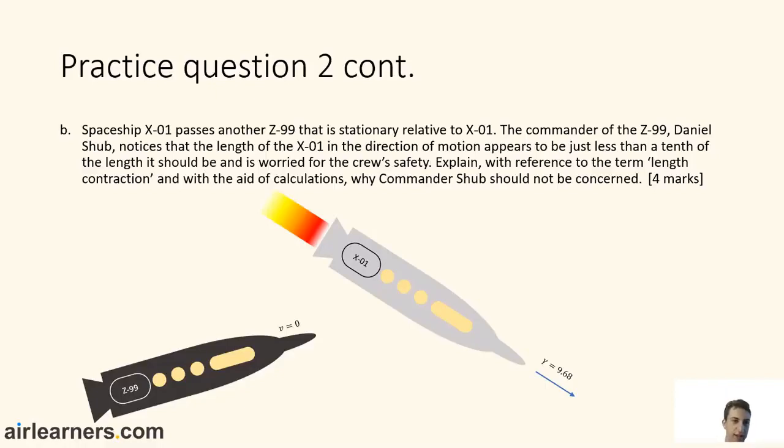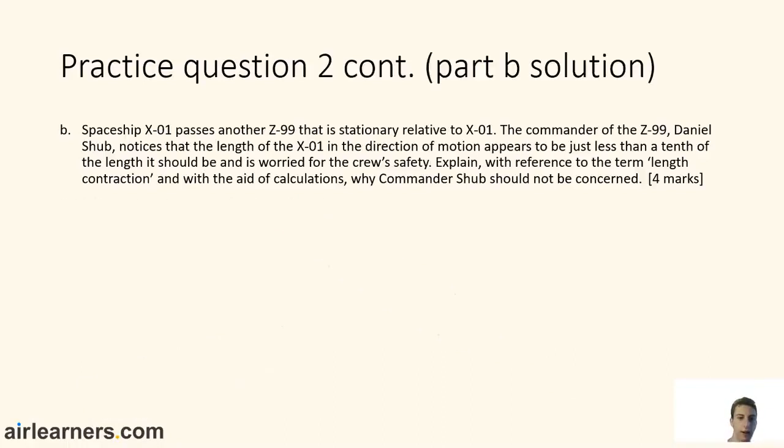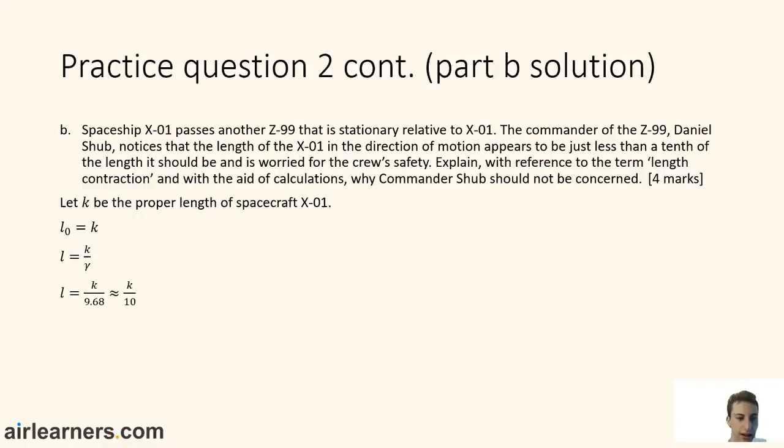Okay, now that you've had an opportunity to have a go at this question, it is quite a difficult question, but we will see how we go. All right, so let's just say that K is the proper length of X01. This involves a bit of algebra, and we aren't ever given a proper length. It just simply says that it should be just less than 1/10. So the proper length is K. Now, the contracted length, which is what Commander Shub notices, is going to be K on gamma, which is K on 9.68, which is roughly 1/10.